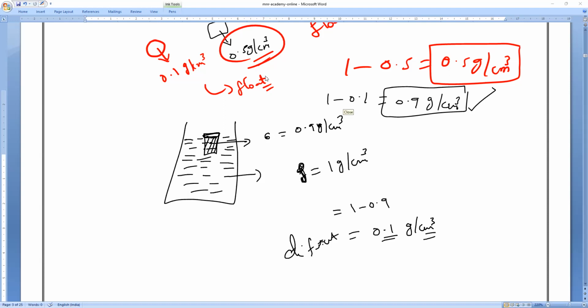Displaced medium? What is your question, you can ask. The amount of displaced liquid? The amount of displaced liquid also will be different. It is not the same. You understand?